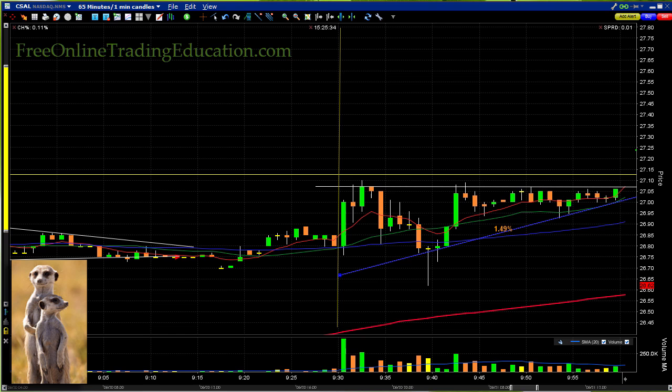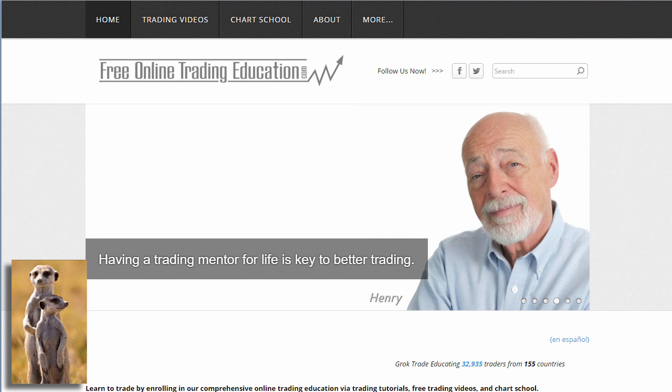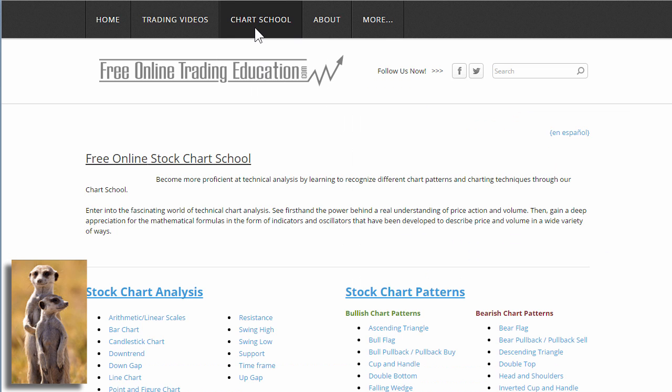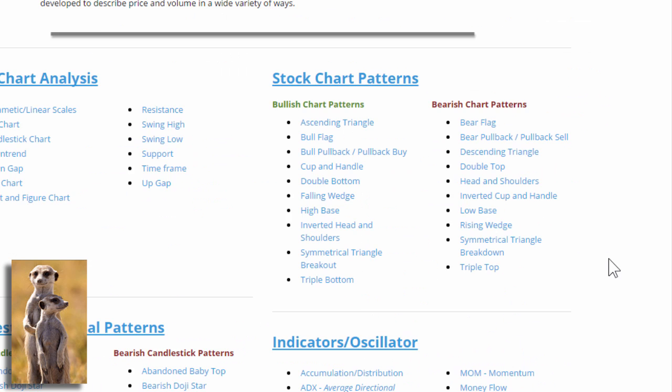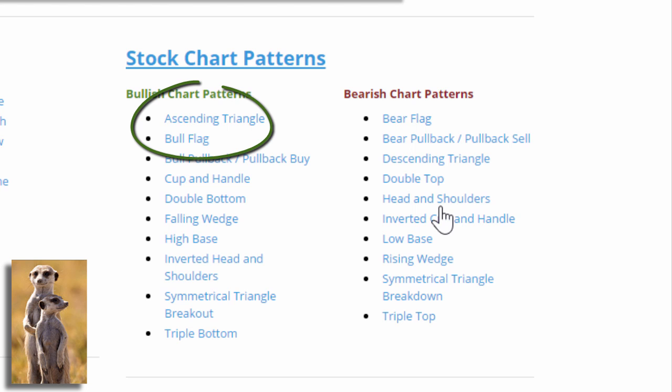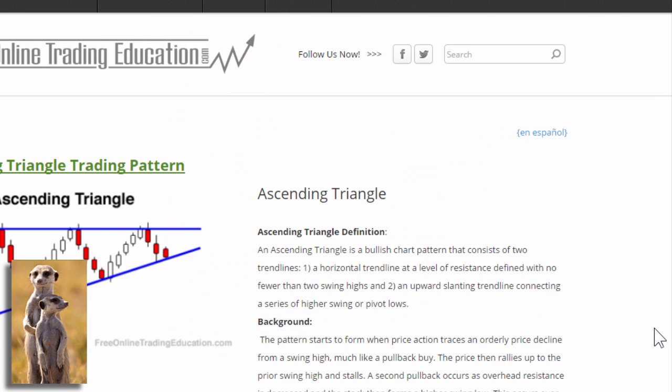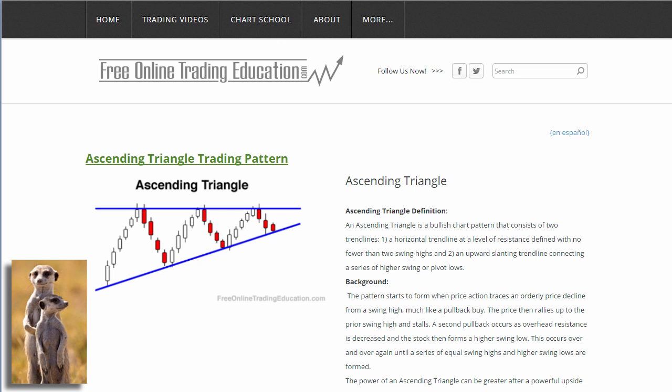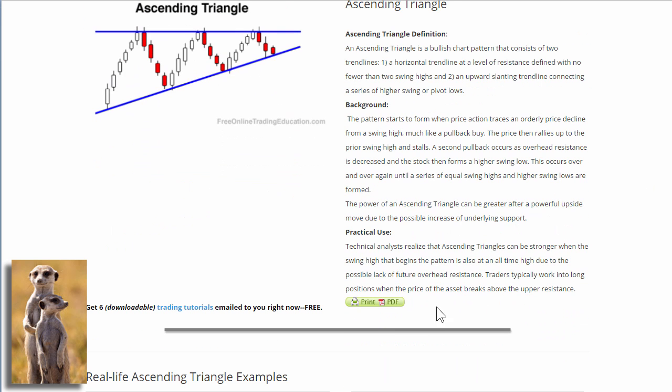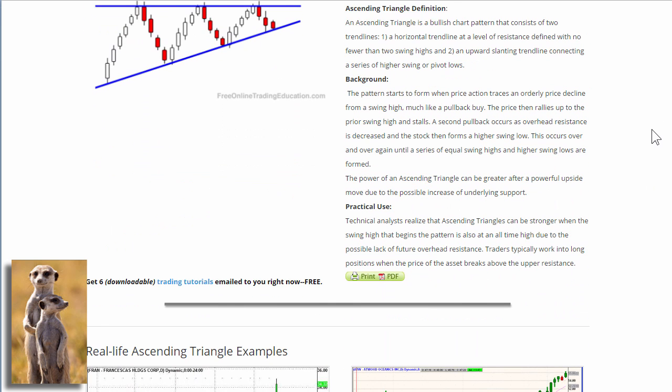Want to know more about an ascending triangle? You can just go to our site, freeonlinetradingeducation.com. Go right here to Chart School, and we have different trading patterns here. And this is an ascending triangle, the very first one on the bull list there. You click on that, it takes us to a page. Here's a picture of it where we have a horizontal line. It keeps hitting a line of resistance, and it gets tighter and tighter and tighter like a coiled spring, ready to break out. If you want to read more about it, you can read it here. You can even print it off and study all of them here in our chart school.